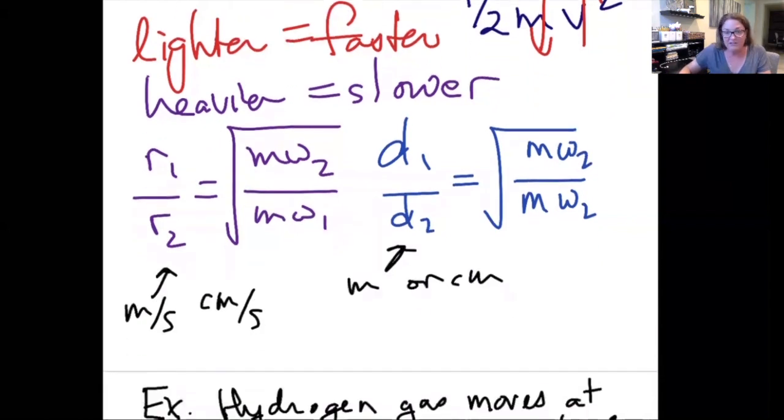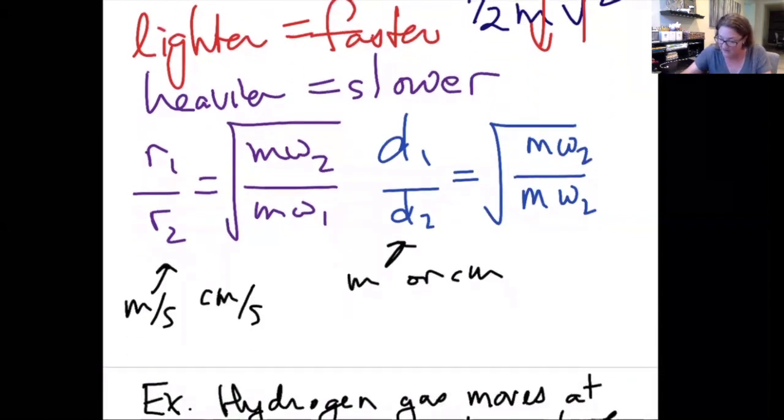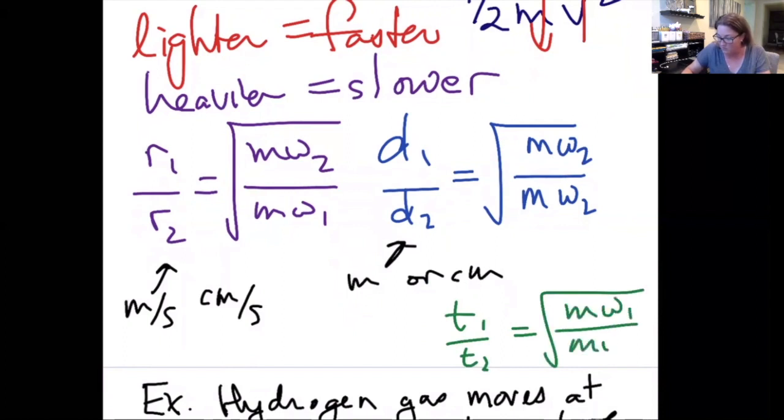We have a third relationship we sometimes use, and it's just simply going to depend on the type of problem that you're given. T1 over T2 equals the square root of molecular weight 1 over molecular weight 2. If you see the difference in these three formulas, you'll notice that for distance and rate, one molecule's molecular weight lines up diagonally opposite its rate. Same thing with its distance, but with time, it lines up straight across.